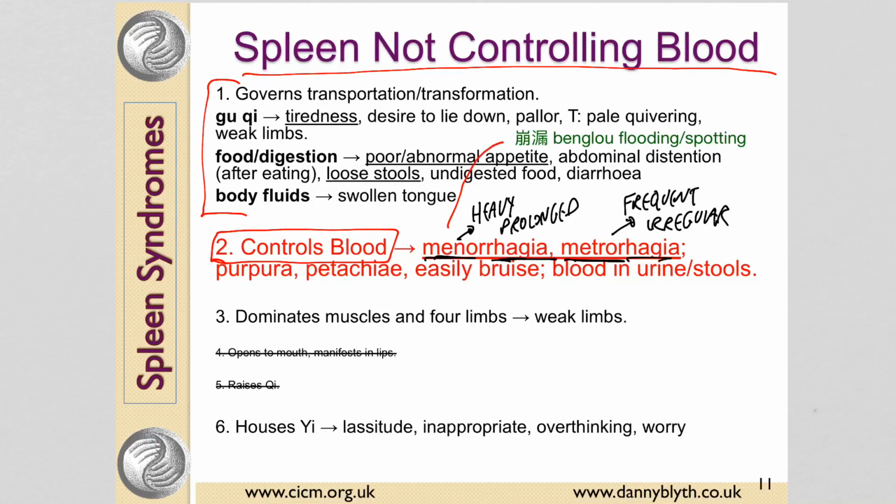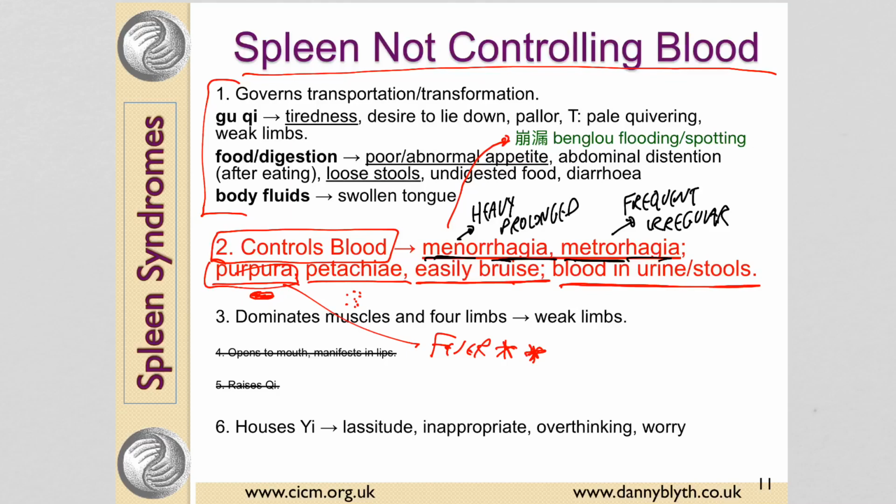In Chinese medical terms, this is beng lou, which is flooding and spotting. And we get easy bruising, or blood leaking into the urine or stools. Petechiae are little spots of bleeding under the skin, and purpura, small patches of bleeding under the skin. If you get purpura plus a fever, then you have a red flag. This could be meningitis.